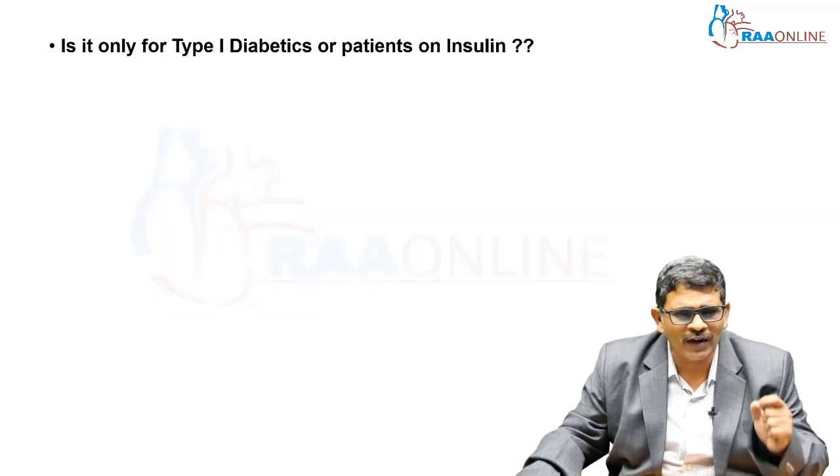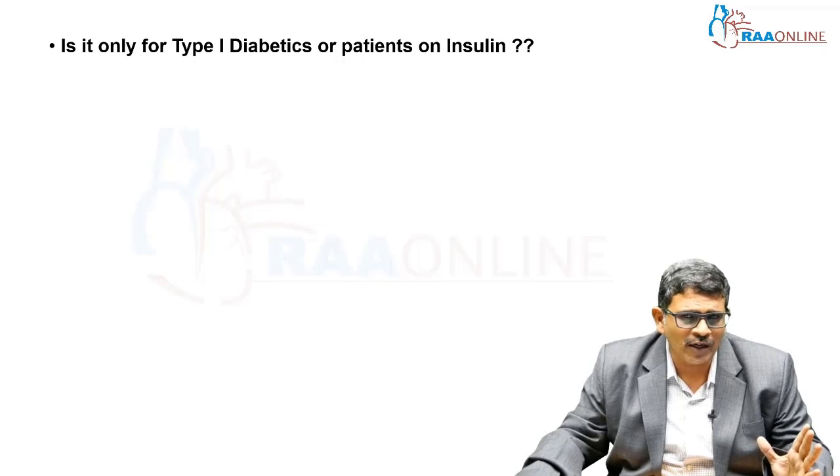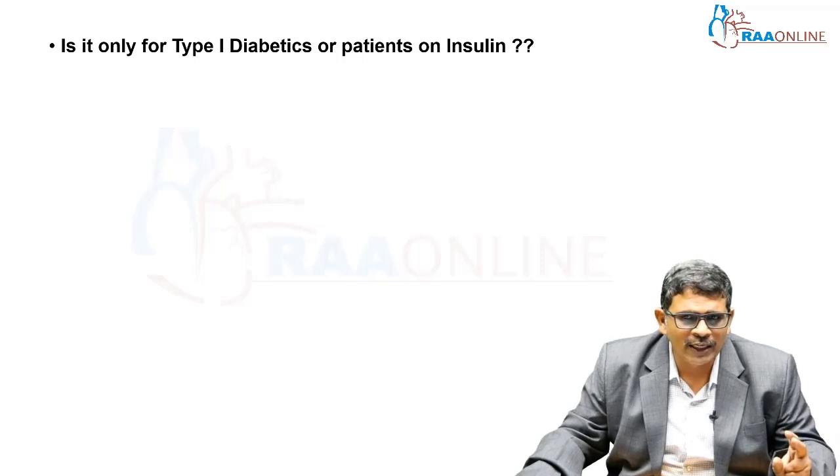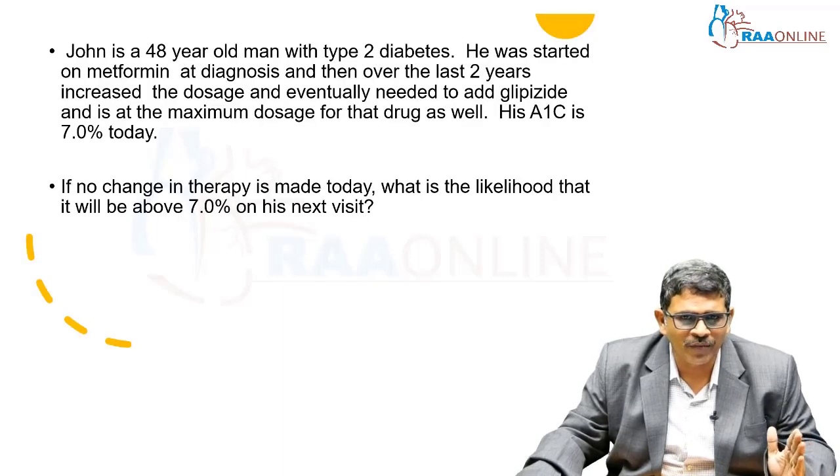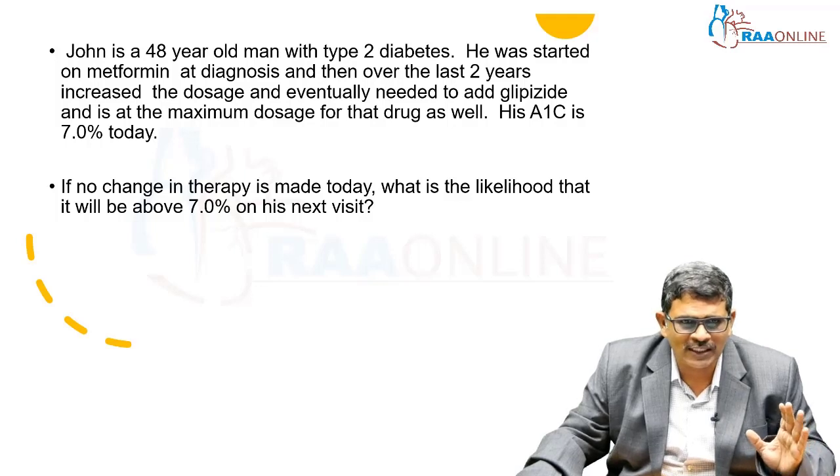Then the question is whether it is only for type 1 diabetics or patients on insulin, or also for patients on oral hypoglycemic agents. We will look at a patient to see where the stand on SMBG is. Take Mr. John, a 48-year-old man with type 2 diabetes. He was started on metformin at diagnosis. Over the last 2 years the dosage was increased, and eventually he was added on glipizide. He is at the maximum tolerated dose of both glipizide and metformin, and his HbA1c is 7% today.